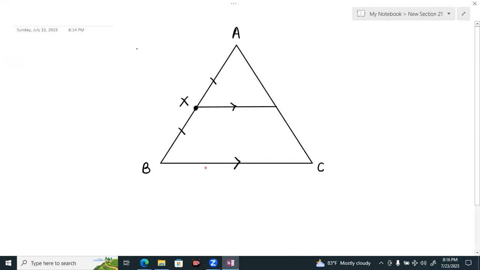Okay, the line which is drawn from the midpoint of one side of a triangle, parallel to the other side, bisects the third side. Then what happens if it is Y? Then this gives AY equals CY. Okay, this is the information we can obtain.